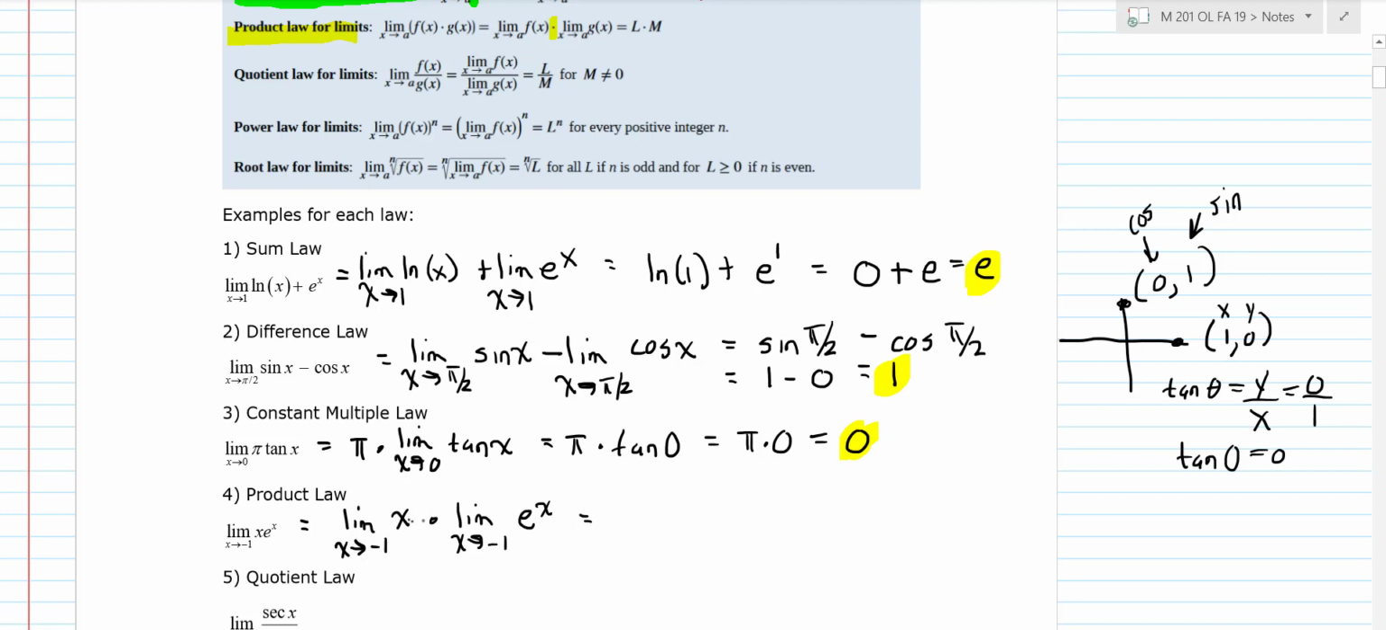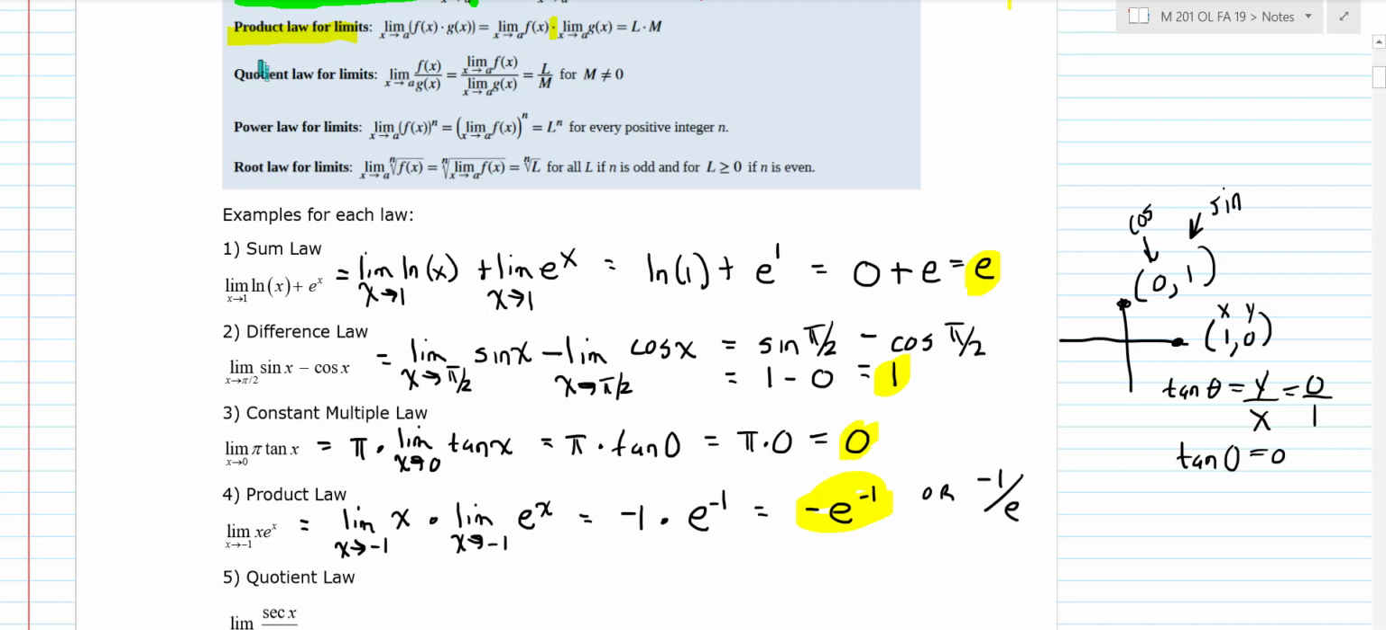Plug in the -1 into x, you get -1. Plug in here, you get e to the -1. So you would really just get negative e to the -1. And it's okay to just write the answer that way. Okay? You could also write this out one more step if you wanted to. Just -1 over e to the first, or -1 over e. Okay, so that's how that works.